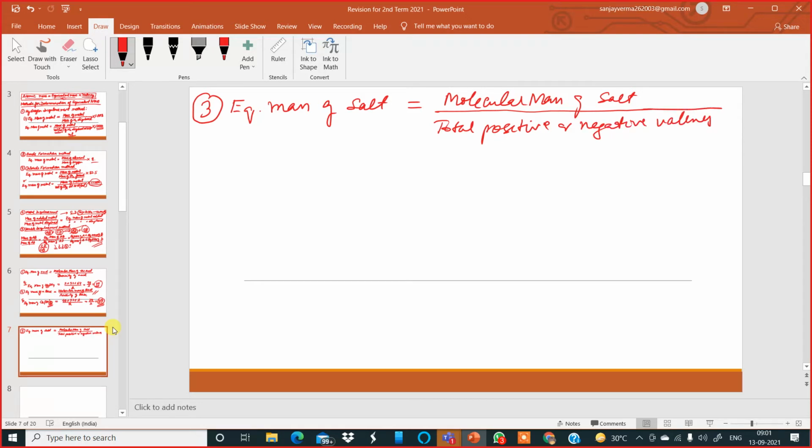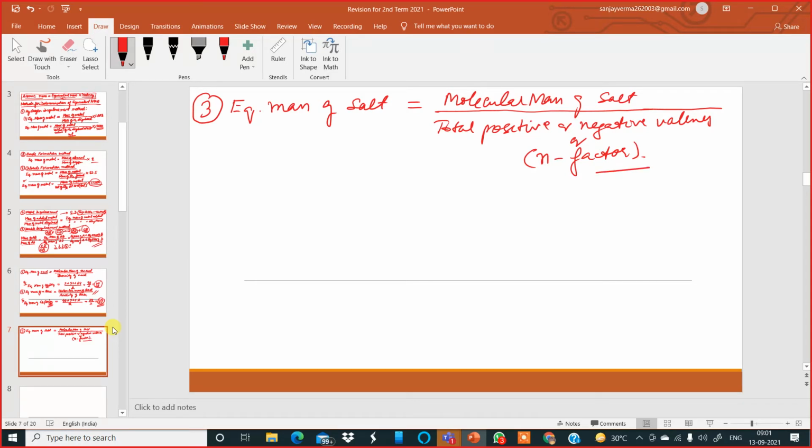Total positive or negative value. I'll come to the example. I'll explain to you, this total positive or negative valency has been given a term. It is called n factor. Now let me clear this formula by doing one example.